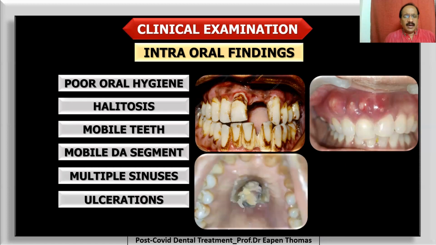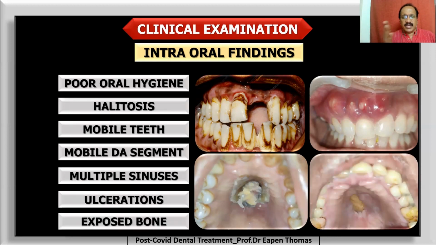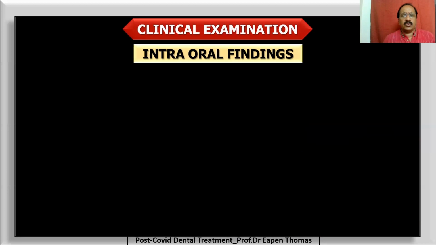Ulcerations, unexpected areas on the tongue, on the palate, and the soft tissues, you will find unexpected ulcerations of no particular reason or no particular cause. Exposed bone, some areas you will find that soft tissues are eroded and the bone is getting exposed. These are a few of the intraoral findings, to be continued.